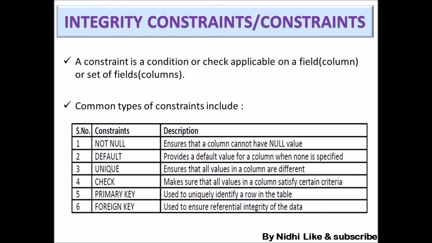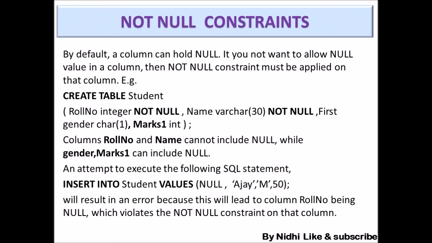Unique means it ensures all the values in a column are unique or different. Check means if you want to check eligibility criteria, that this value should be greater than this, in that case we can put a check constraint. Similarly, we can put a primary key constraint on a table, or we can put foreign key constraints also. So this is all about the constraints. A NOT NULL constraint demonstration is given here. If you don't want any column to hold a null value, you can put NOT NULL, like this query given here. Read this and you will understand. So this is all about constraints.